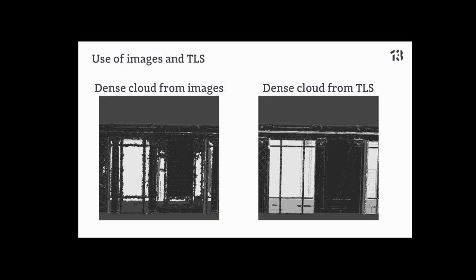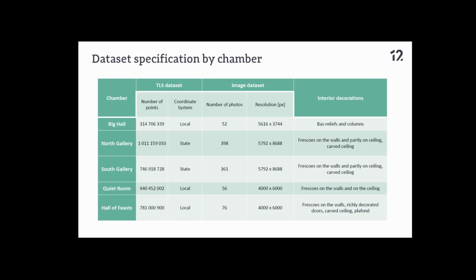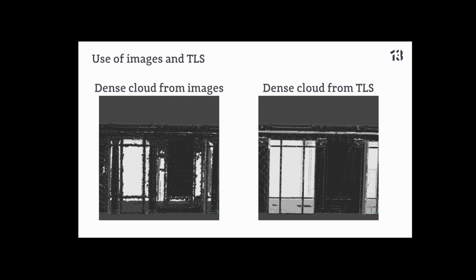So we tried a few approaches. At first, we tried generating the dense cloud in Agisoft Photoscan software, only from images. But as I was saying, for some data it was impossible to do it this way. So as we also had terrestrial laser scanning data, we used this data to generate the geometry, and we used photos to give it the color information.